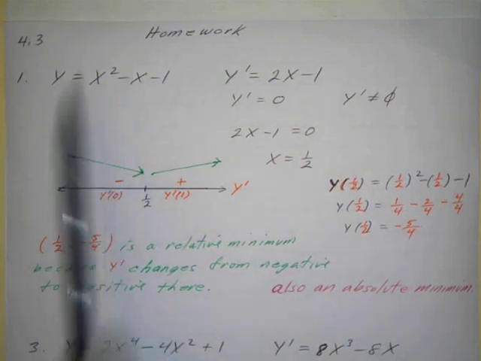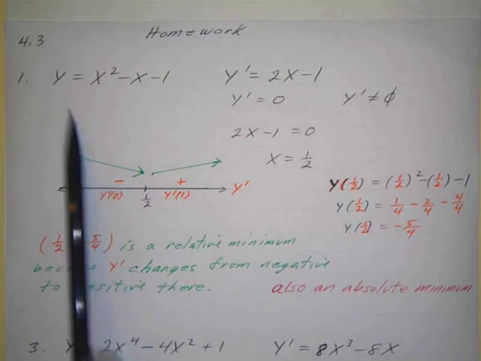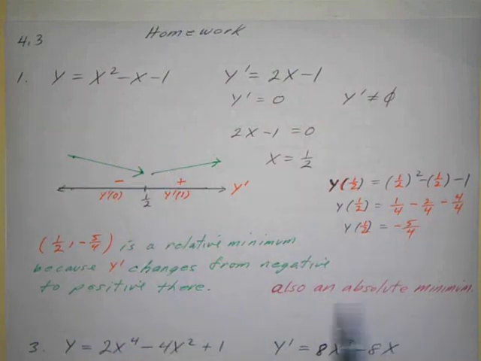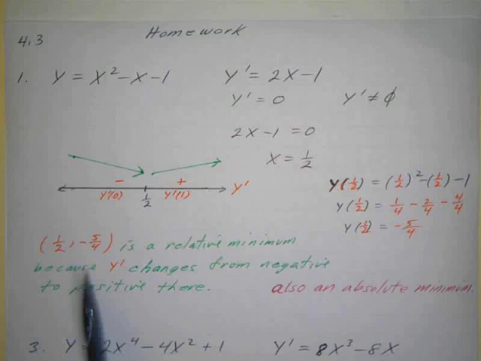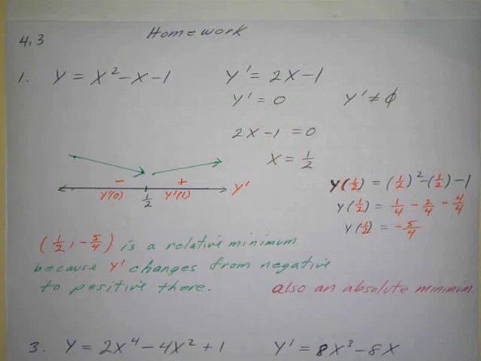Now, since it's a parabola, and we know it's going to be shaped like a U, we could also say that it's also an absolute minimum. But we're primarily concerned with the relative.